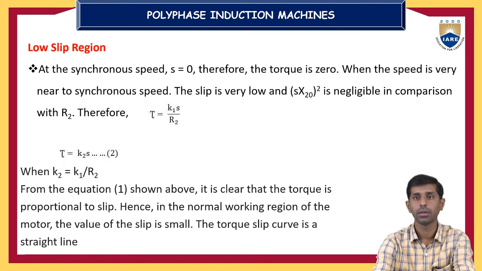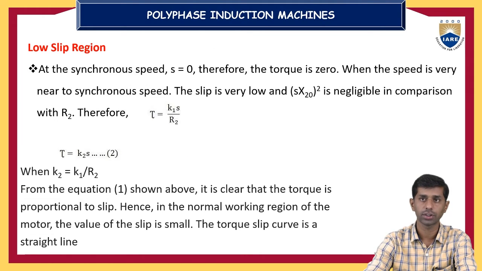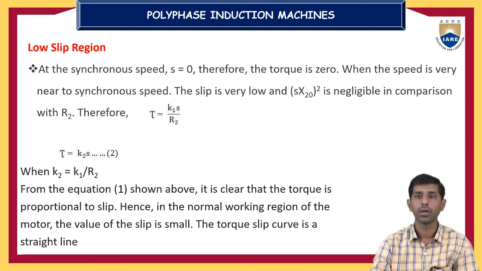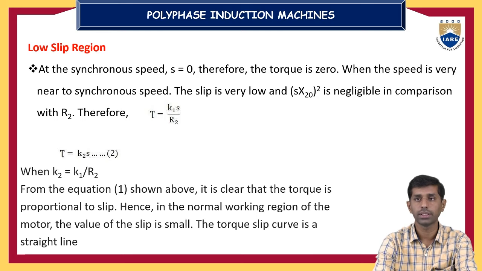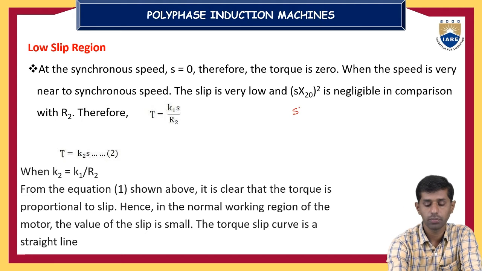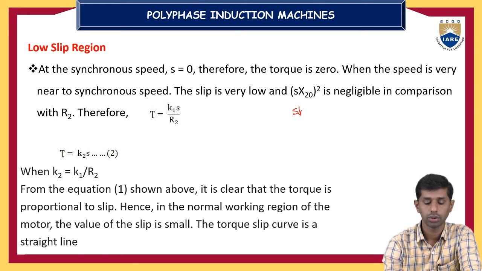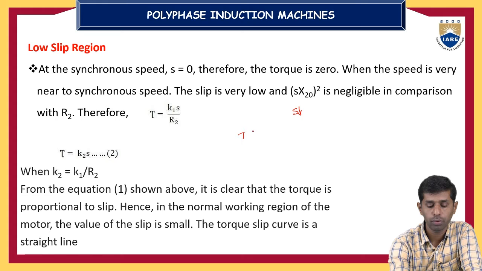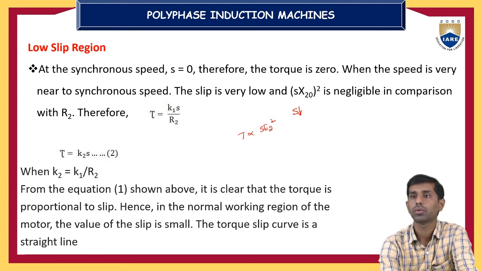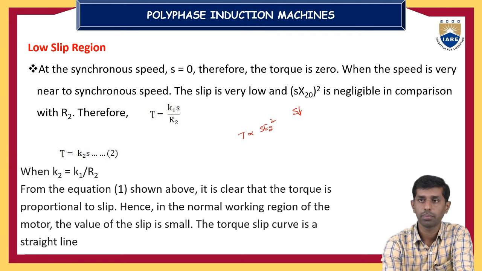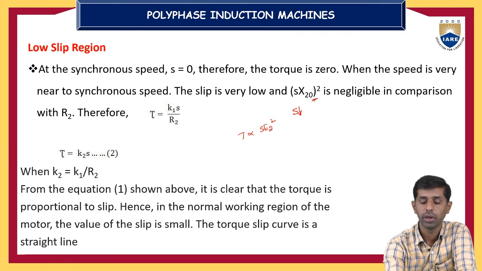In the low slip region, the speed of the induction motor is close to the synchronous speed. So if the speed of the induction motor is close to the synchronous speed, your slip is very less. So for that, we have torque proportional to slip times E2 square. In the denominator, we will neglect the slip times the standstill reactance because it is very less with respect to R2.